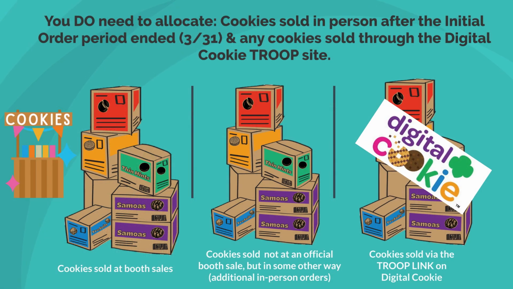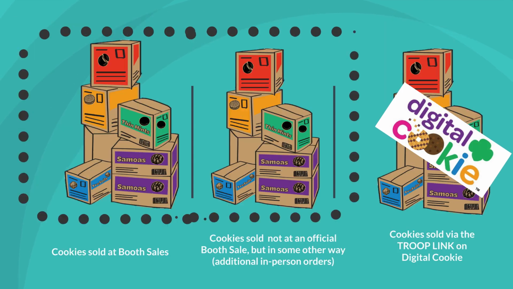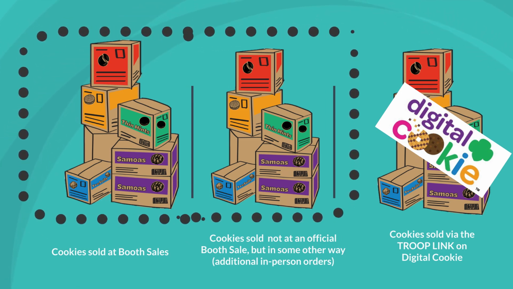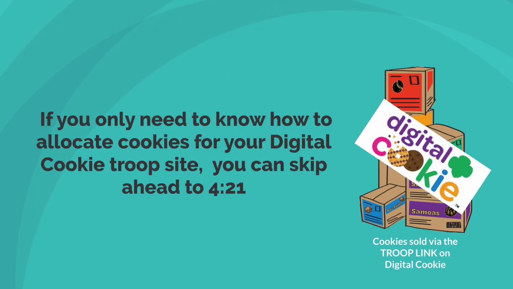The cookies you do need to allocate are those sold in person after the initial order period ended on March 31st, and any cookies sold through the Digital Cookie Troop site. The in-person cookies fall into two categories: those sold at booth sales and those sold not at an official booth sale but in some other way, additional in-person orders. First, we're going to focus on those in-person cookie sales, so if you only need to know how to allocate cookies for your Digital Cookie Troop site, you can skip ahead to 4:21.